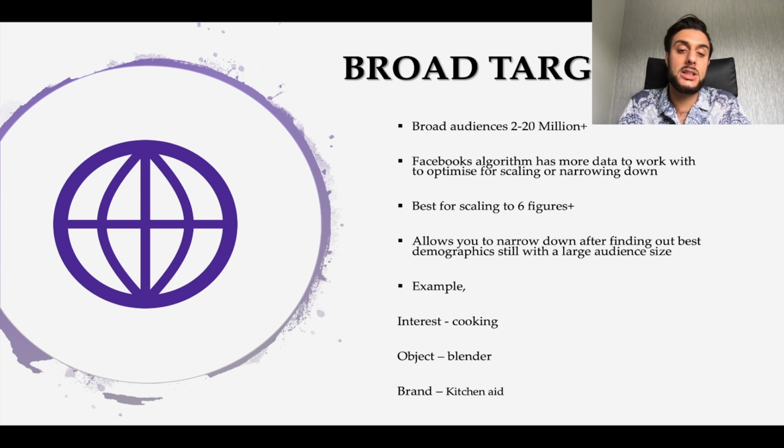This is the best method in my opinion for scaling to 6 figures. The reason is, like I said, if you start with a broad target market, let's say 10 million people, and then narrow it down to 5 million people, you've still got 5 million people to work with and to start making revenue from and to sell your product to. On the other hand, if you start with an audience of 1 million people and then narrow down to 600,000, you've only got 600,000 people to potentially sell your product to instead of 5 million. So it gives you more people to work with.